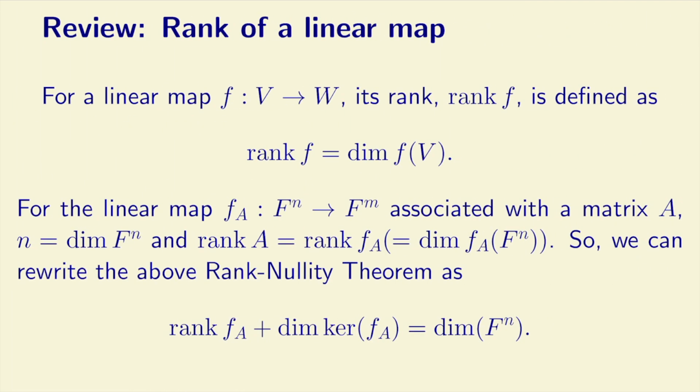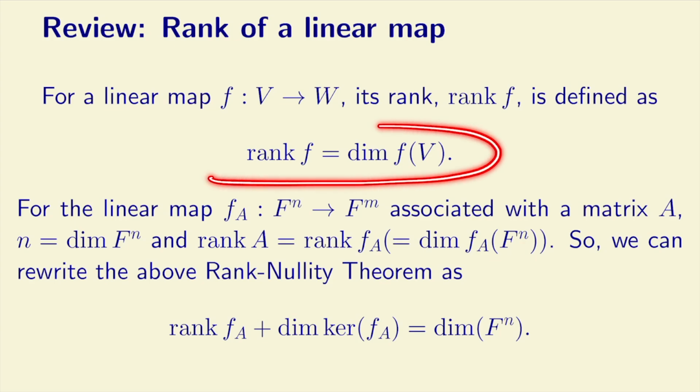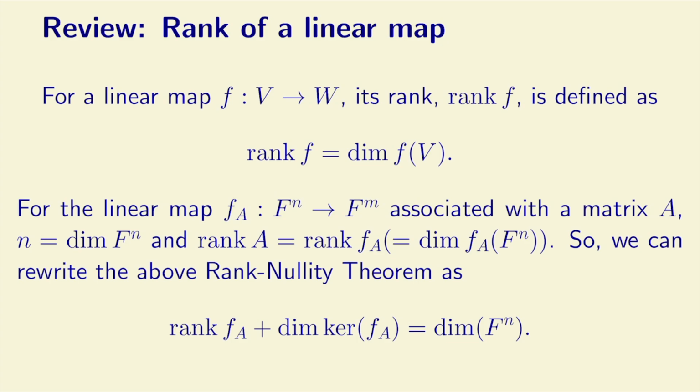First, we need to define the rank of a linear map. It's the dimension of its image, f of V. For a matrix map, F_A, the rank of the matrix A is the same as the rank of the linear map F_A. So the theorem for matrices can be written in terms of linear maps as the rank of F_A plus the dimension of its kernel equals the dimension of F_n.